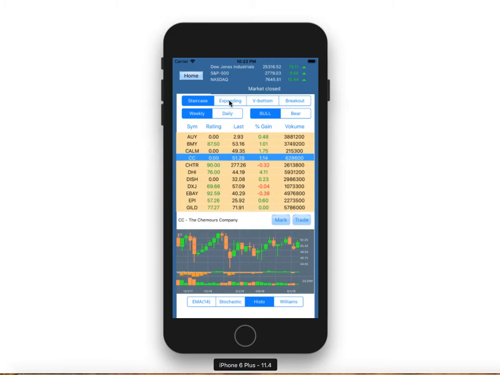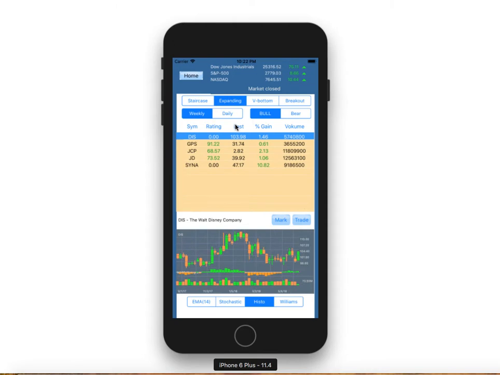The next one here is called expanding. That has to do with the thing called a slow stochastic. And that is where there's a green line and a red line. They say when these lines cross in a positive direction, that signifies great momentum for the stock.